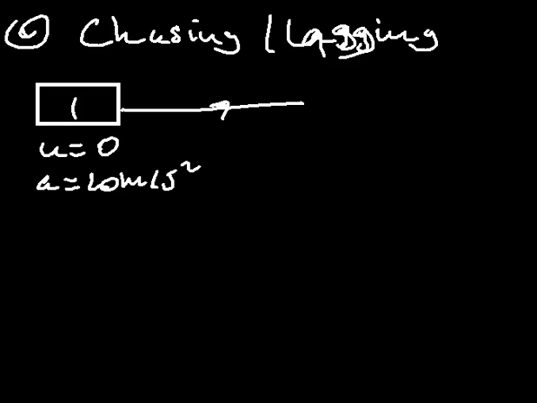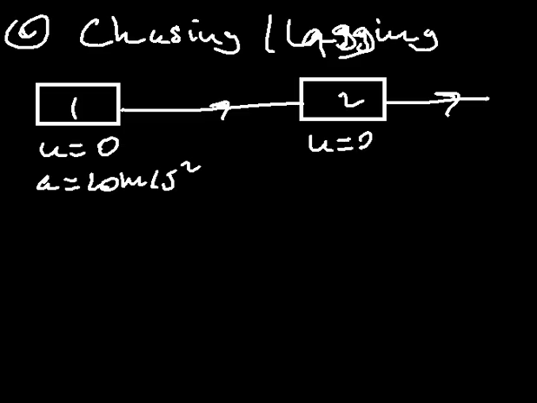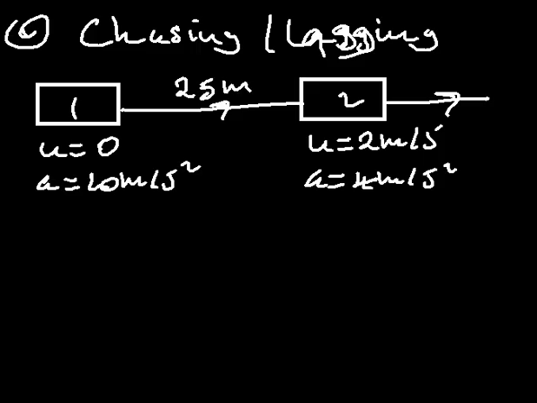And let's say ahead of it there is another object, object 2, that is moving towards this direction. Let's say it has an initial velocity of 2 meters per second and a constant acceleration of 4 meters per second square. And let's say object 1 is behind object 2 by about 25 meters.